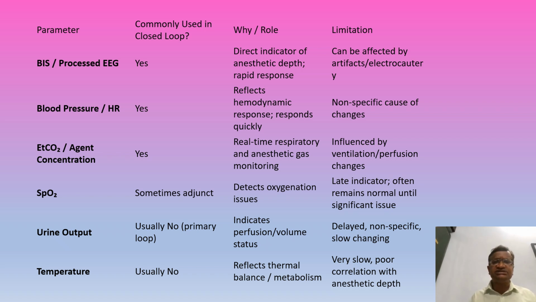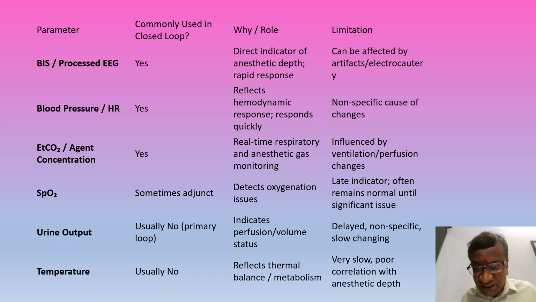Now, this is a direct, fast signal that can be used. Yes, the only problem is electrocautery. Blood pressure, heart rate: yes, reflex hemodynamic changes. EtCO2 and agent: yes, real time in respiratory management, influenced by ventilation perfusion changes. Saturation: yes, sometimes you can use it as an adjunct. It's a late indicator. Urine output: usually no in the primary loop. Low, delayed, non-specific, slowly changing.